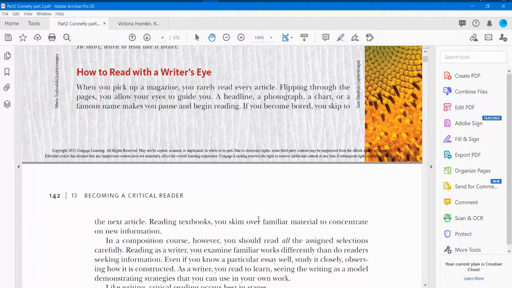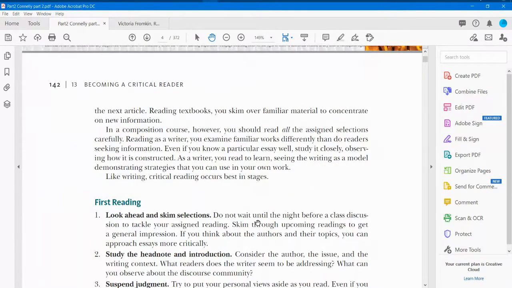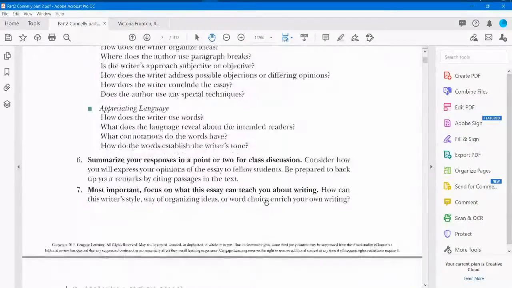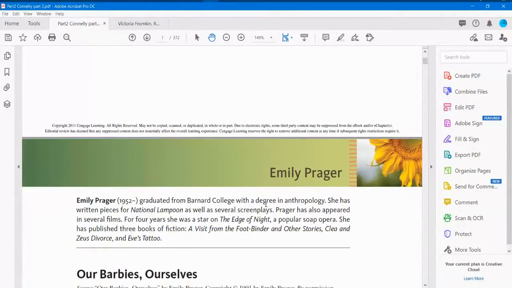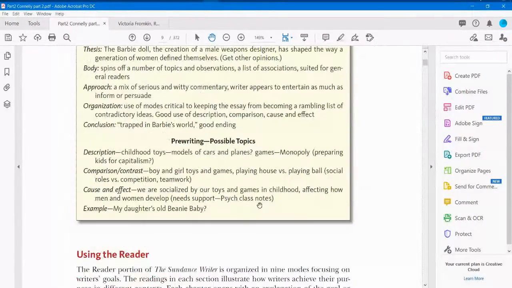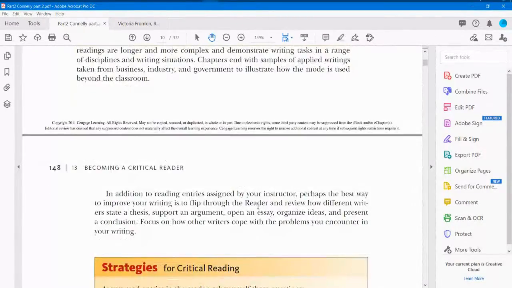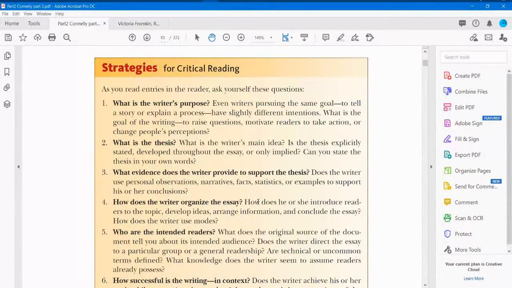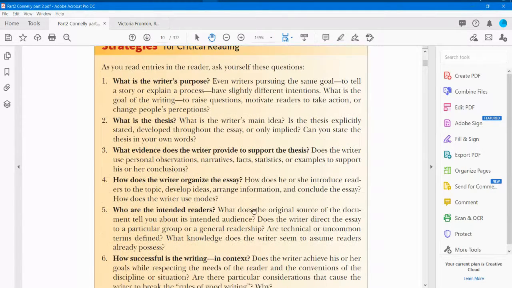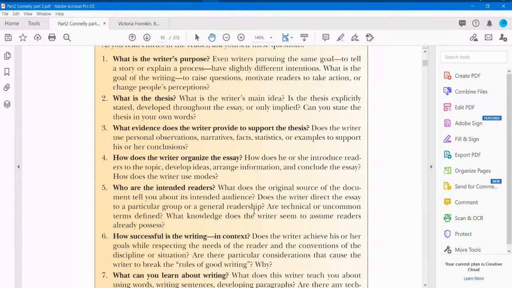So, reading with a writer's eye. I just want to tell you to read through this section of the chapter, right? I'm not going to go through this section, but what I want to focus on quickly, because we're on a time limit. I don't want you to get too bored listening to my voice. Right, so here we go. Strategies for critical reading. As you can see here, there are 7 strategies, right? These are strategies for critical reading. Now, number 1 is, what is the writer's purpose?